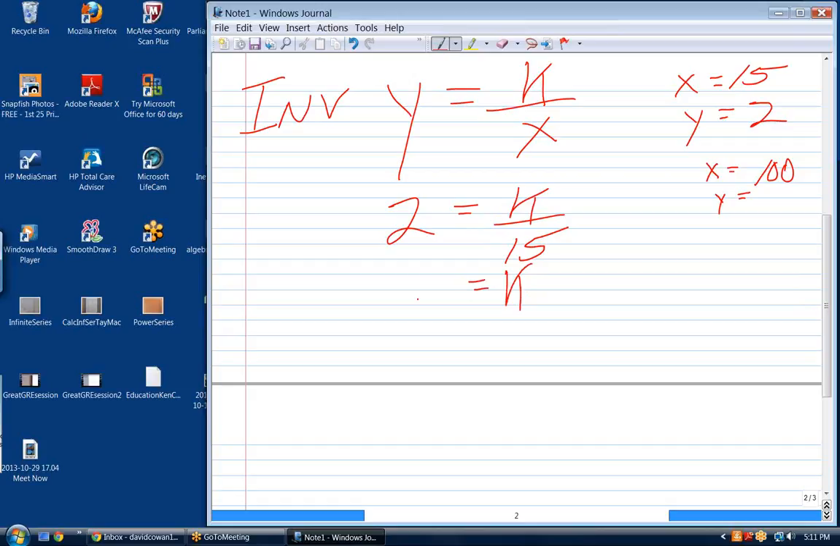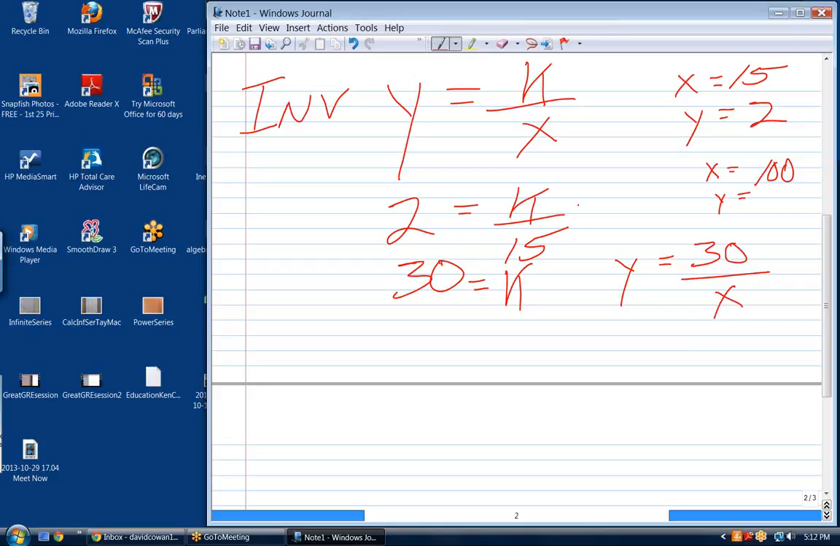Yeah, it'd be k equals yx. Which is what here? What number is k equal to? 30. So what's the specific equation for this model now? K equals 30. Y equals what? Y equals 30 over x.